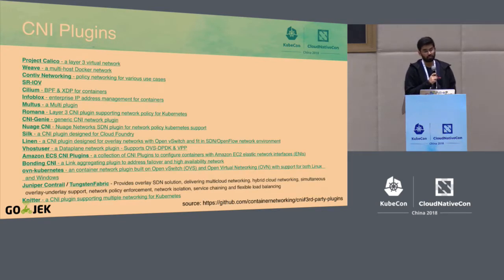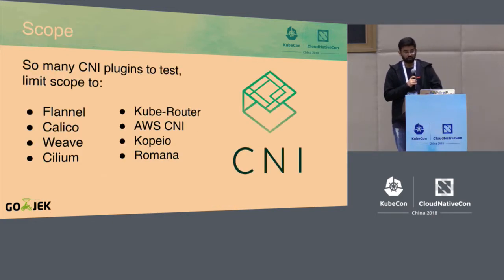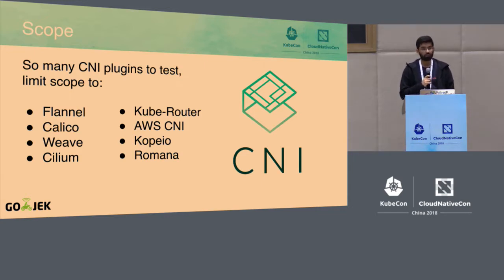There are lots of CNI plugins around. This is a link down below where you can find the number of CNI plugins that are actively maintained. There are actually a few more than that, but these are the listed CNI plugins that you can take a look at. The CNI plugins that we're going to talk about are Flannel, Calico, Weave, Cilium, KubeRouter, AWS CNI, Cop.io, and Romana.